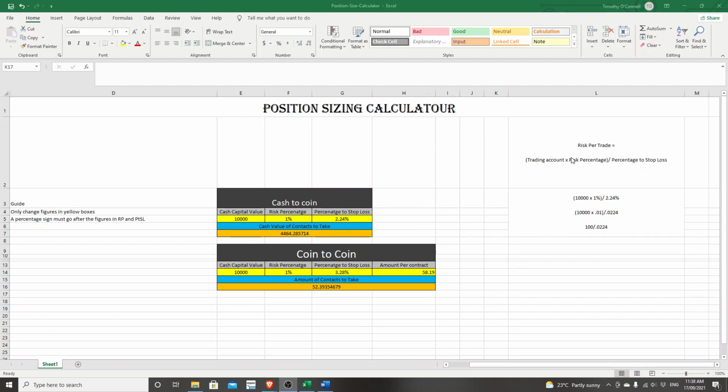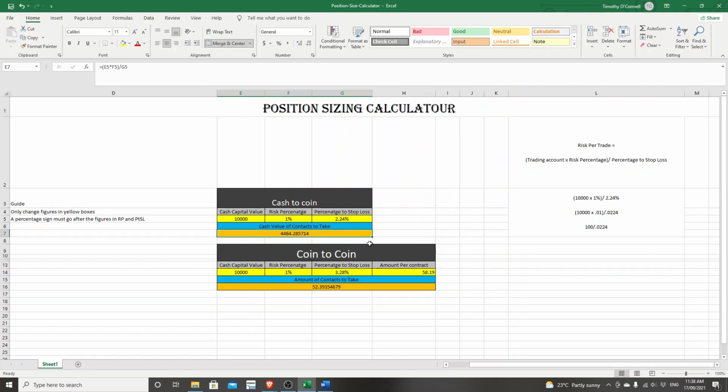So over here I've broken it down. Your risk per trade is your trading account times your risk percentage divided by your percentage to stop loss. Over here I've broken down this top one, 10,000 times 1% divided by 2.24%, breaks it down further, and you end up with that number there.